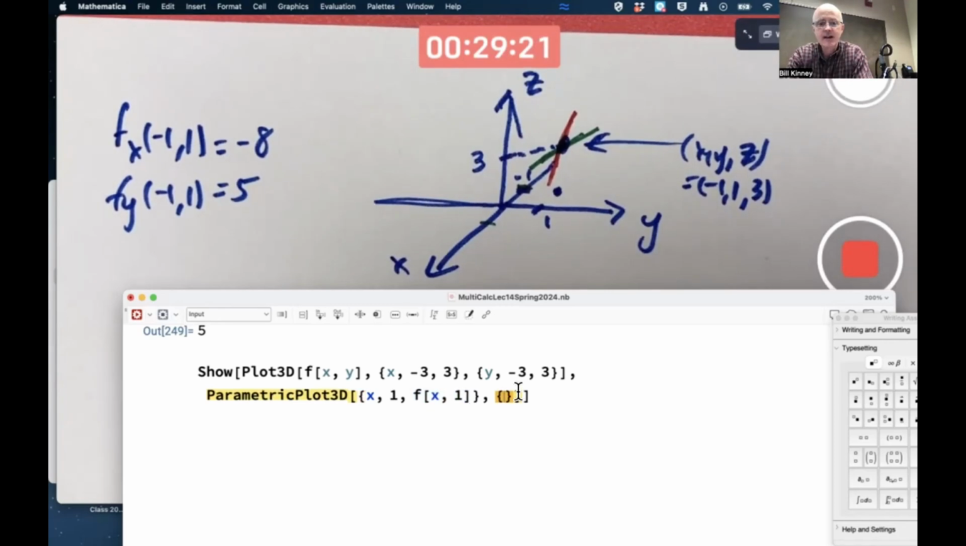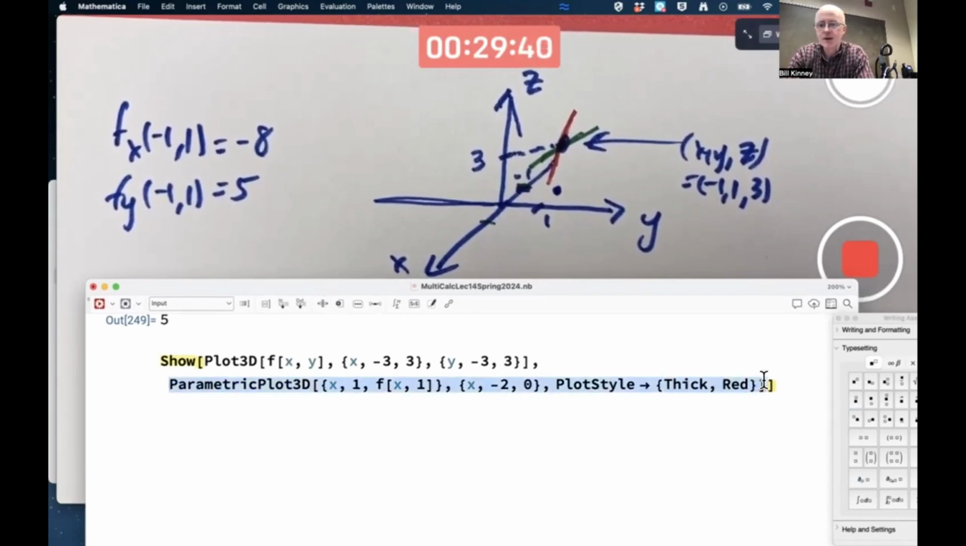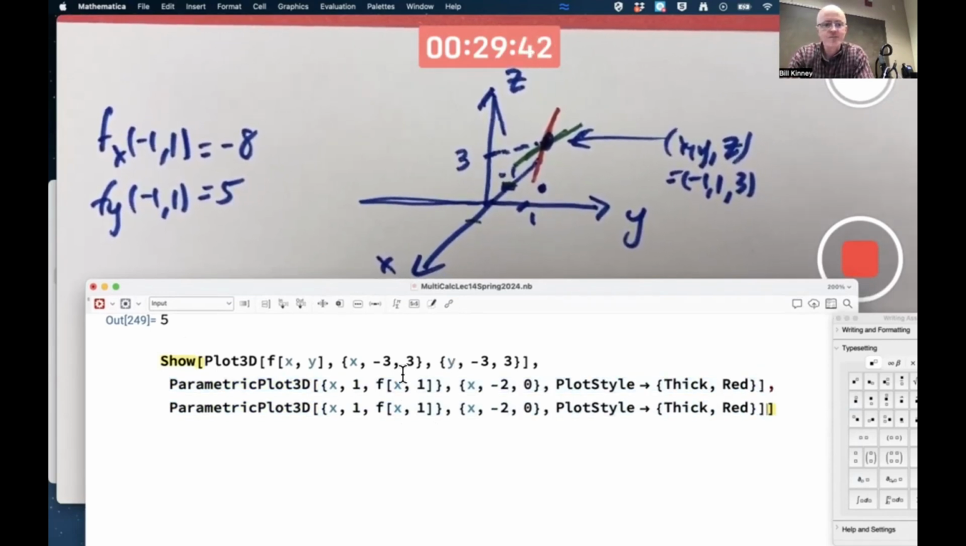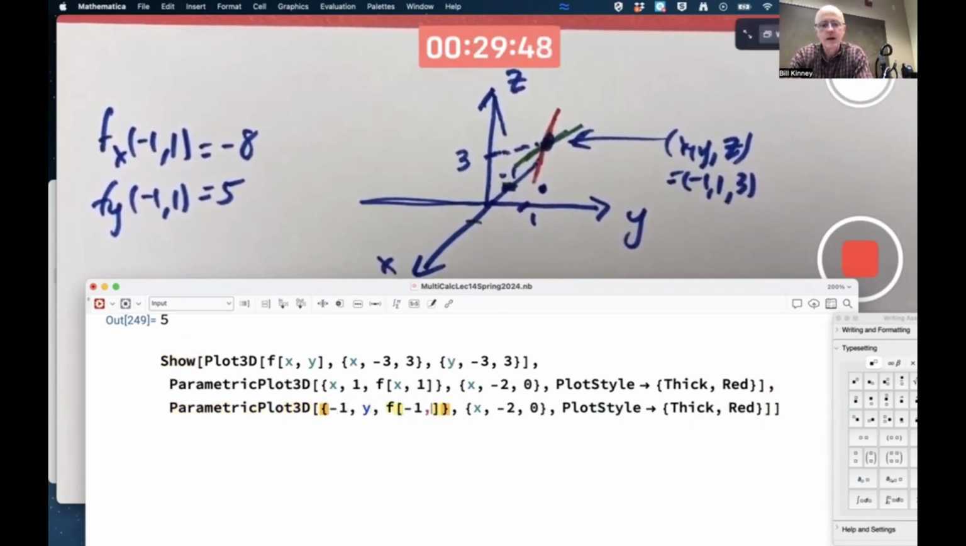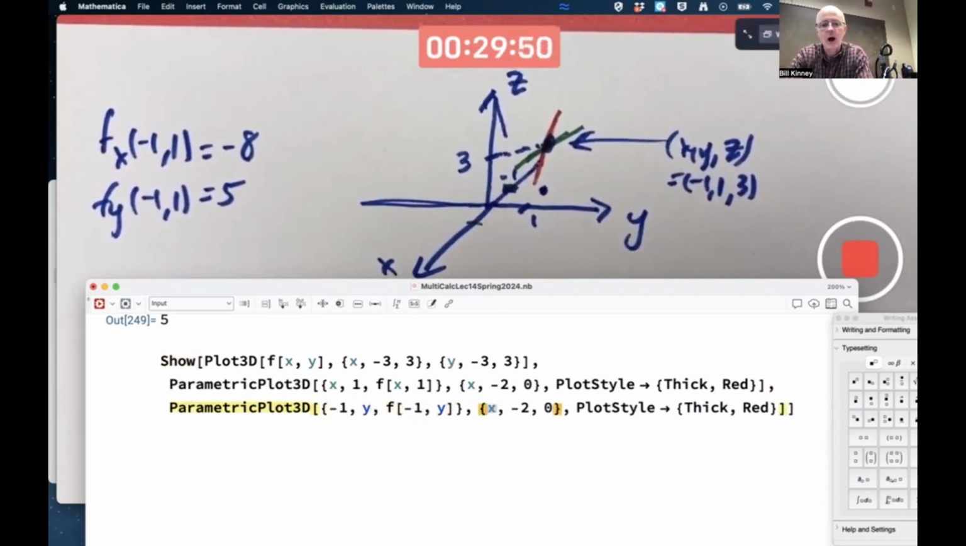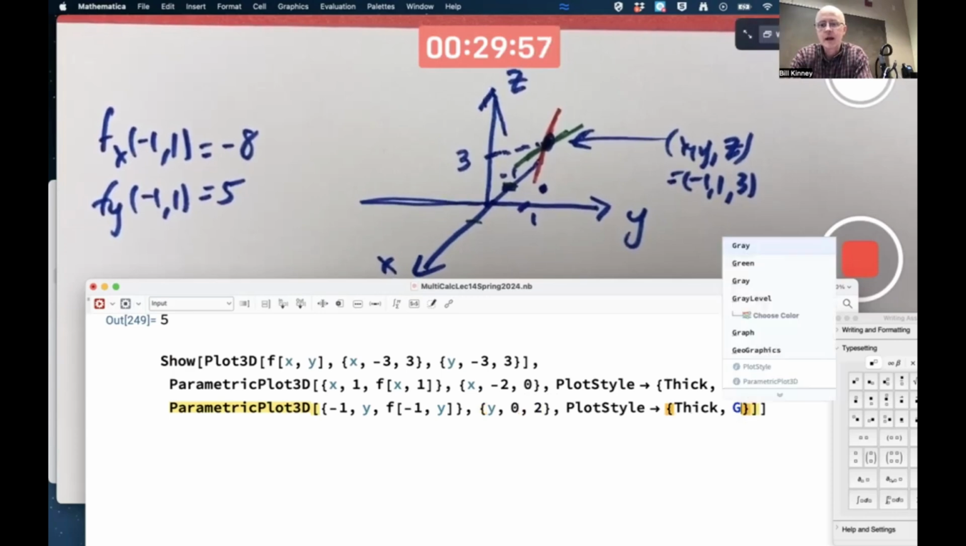I want to let x vary near -1. I'll let it go from, say, -2 to 0. I guess I'll make it red on Mathematica since I made it red on the paper. And then I also want to do that in the y direction when x is -1 and let y vary. Like this. Y varies near +1, so I should go from 0 to +2. Let's make that one green.